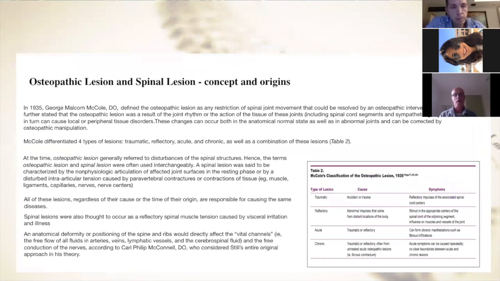Going on from there, we have Cole in 1935, who comes out with another category and defines the osteopathic lesion as a restriction of spinal joint movement that can be resolved. I'm just going to pull up my own lecture material on this, because I can't see all the images that you guys have got. Which is here, which you guys have also got as well, I believe. Okay. So we're basically looking at these.